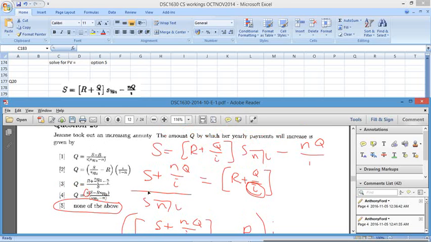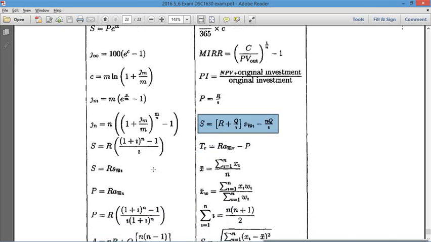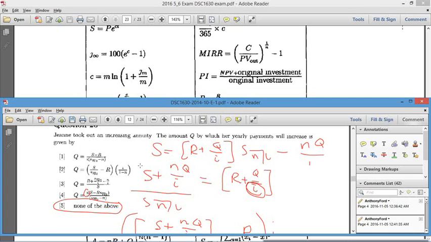Looking at the notation, we're taking out an increasing annuity, paying yearly payments that will increase by Q, and we're solving for Q. Remember, the S N I is a mathematical bracket. The bracket's in your formula sheet actually. Let me show it to you. Here it is over there. So that fancy notation refers to that bracket.